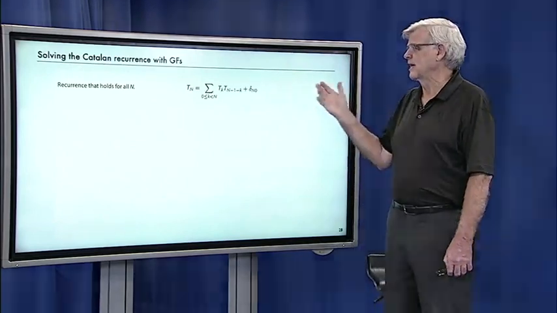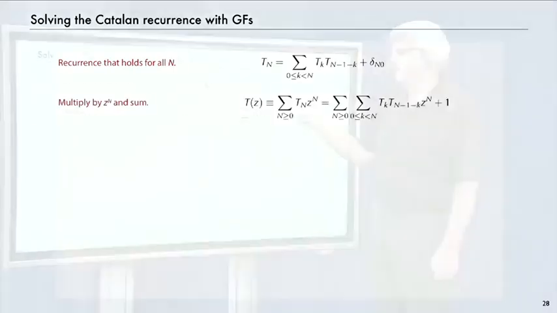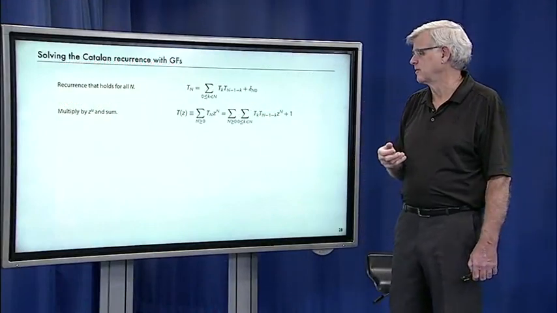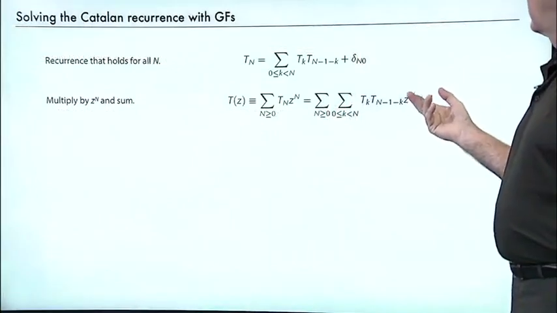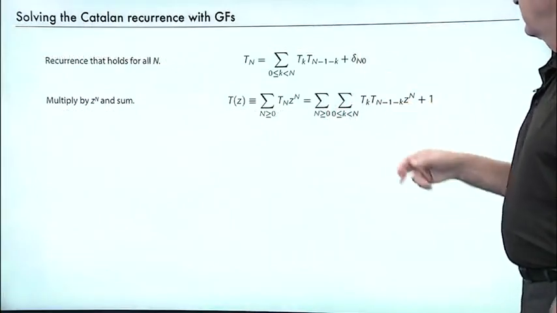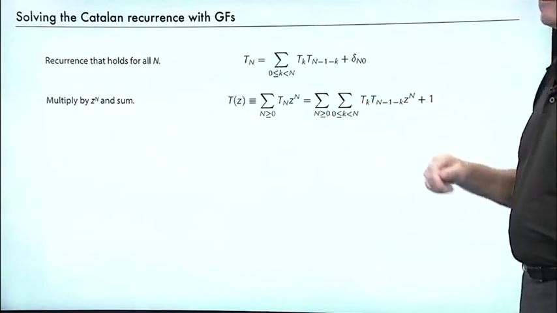So how are we going to solve the Catalan recurrence with generating functions? Well, we're going to use the formula. We've got the recurrence that holds for all n. Now, what's the next step? It's multiply by z to the n and sum on n. On the left-hand side, that gives us t of z. That's the generating function for the Catalan numbers. On the right-hand side, we'll get a 1 for the delta term, and then we get the sum for n bigger or equal to 0, 0 less than or equal to k less than n, of t sub k, t sub n minus 1 minus k, times z to the n.